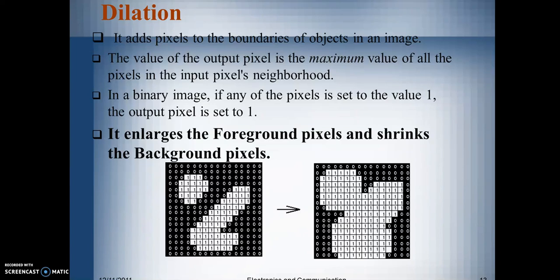So this particular operation will enlarge the foreground. You can see here this is the input image, a binary image. Now we are seeing the binary morphological operators, which are performed on binary images. Here the object or the foreground pixels are enlarged, so more whites are included, and the background is shrunk, that is, zeros are eliminated. How can we do this? The value of the output pixel is the maximum value of all the pixels in the input pixel's neighborhood.